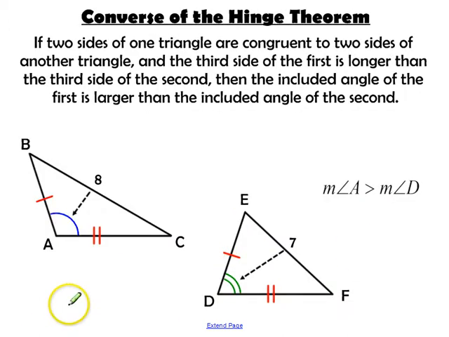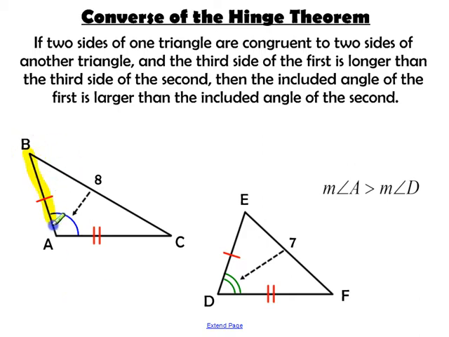And here's the converse of the Hinge theorem. If 2 sides of one triangle are congruent to 2 sides of another triangle, and the third side of the first is longer than the third side of the second, then the included angle of the first is larger than the included angle of the second.